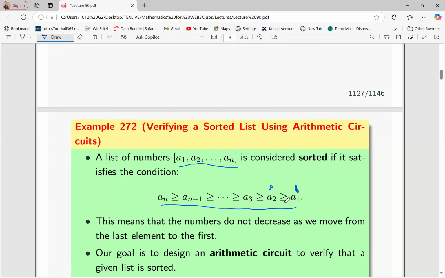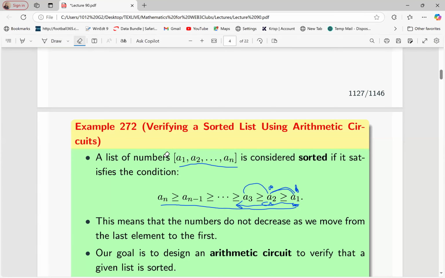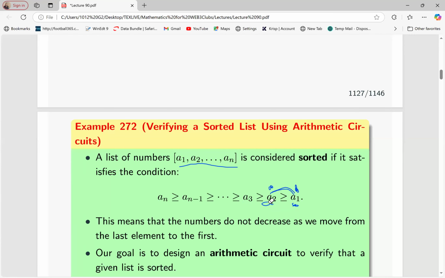Just as we had mentioned, a sorted list is a list whose elements are arranged in ascending order. A2 is greater than or equal to A1. A3 is greater than or equal to A2, and so on. So if elements are arranged in this form, then we say that this list is sorted.